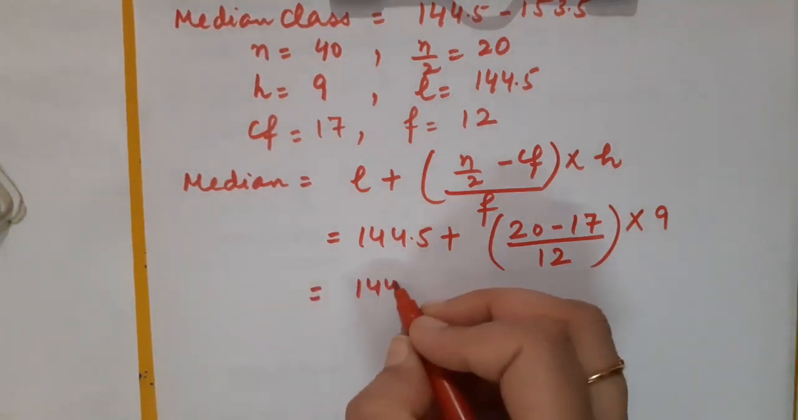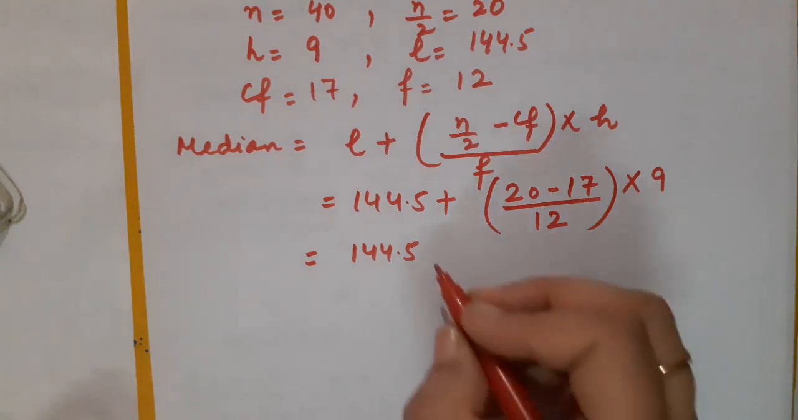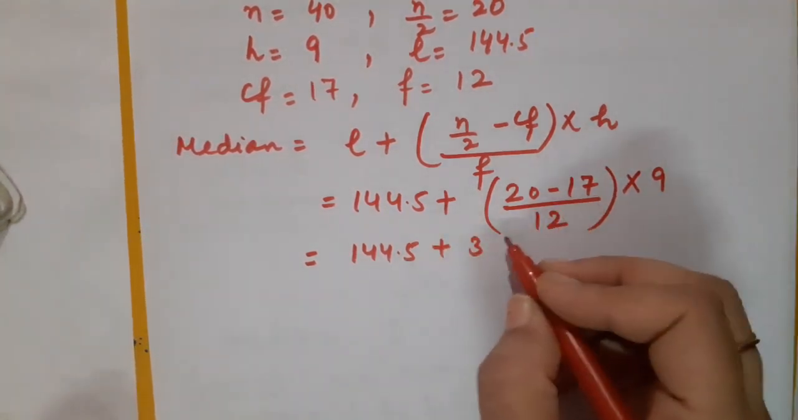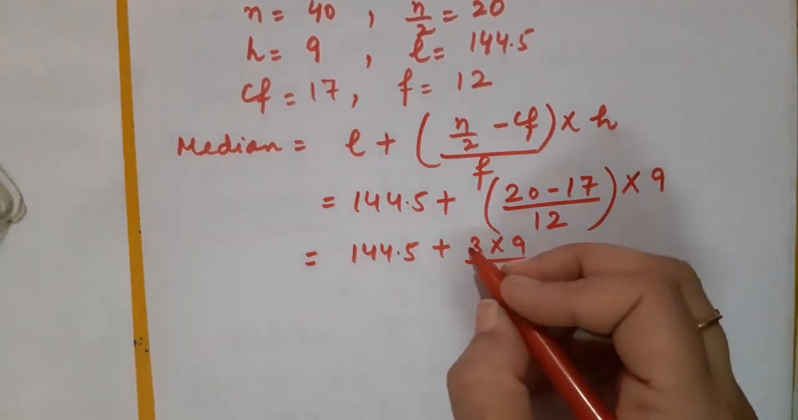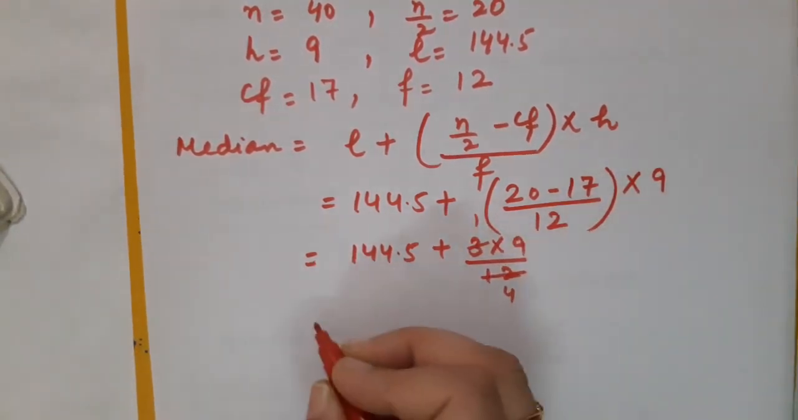It would be 144.5 plus 3 into 9 upon 12. So cancel them. This is 1 times, this is 4 times.